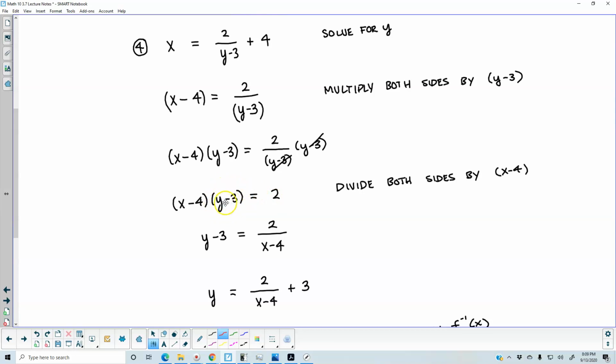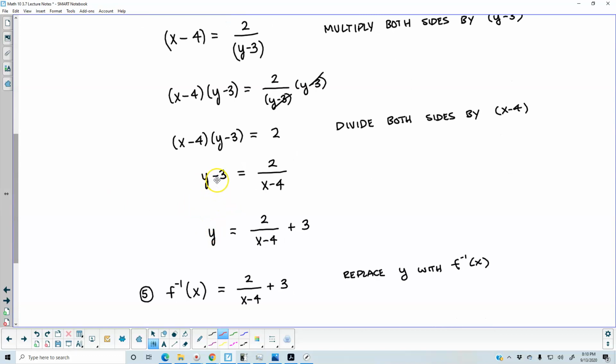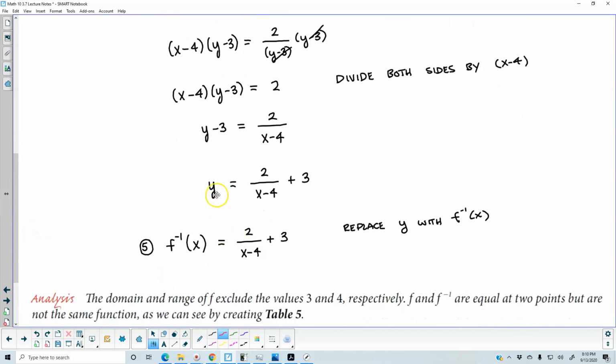Now again, our goal is to solve for y. So rather than multiply this out, we can divide both sides by x minus 4 so we can more closely get y by itself. So now we get y minus 3, which is equal to 2 over x minus 4. And now the last thing you want to do to get y by itself is to add 3 to both sides. So now y is going to equal 2 over x minus 4 plus 3. And now in step 5, the last thing we want to do is replace y with f inverse of x. So f inverse of x is equal to 2 over x minus 4 plus 3.